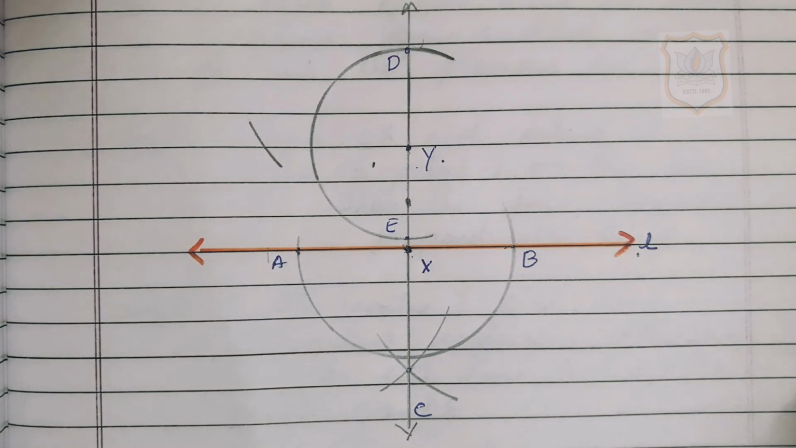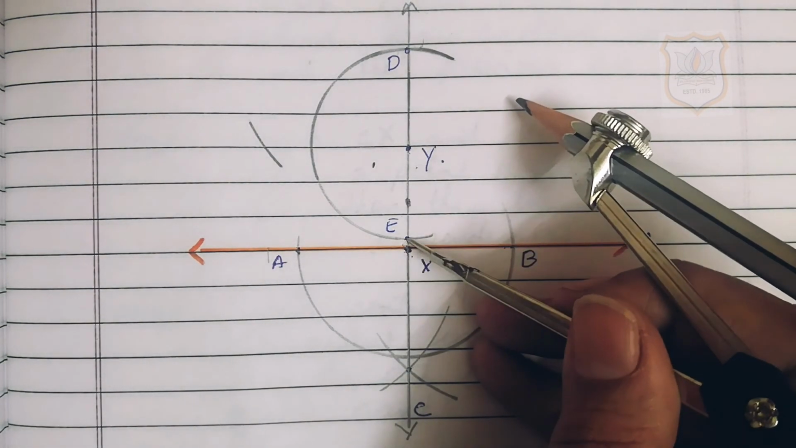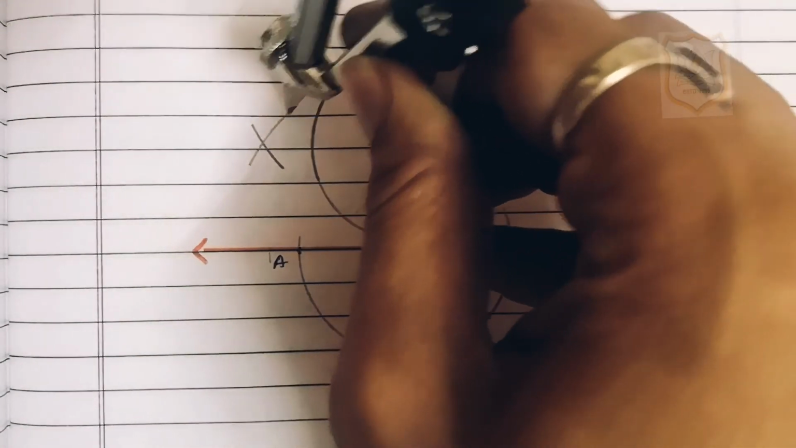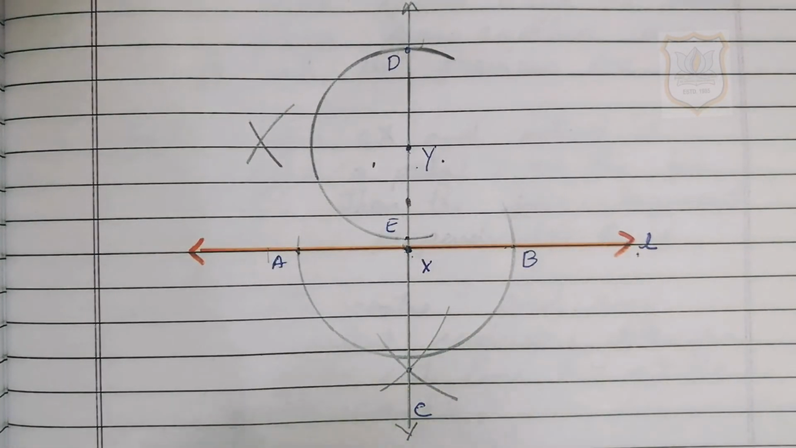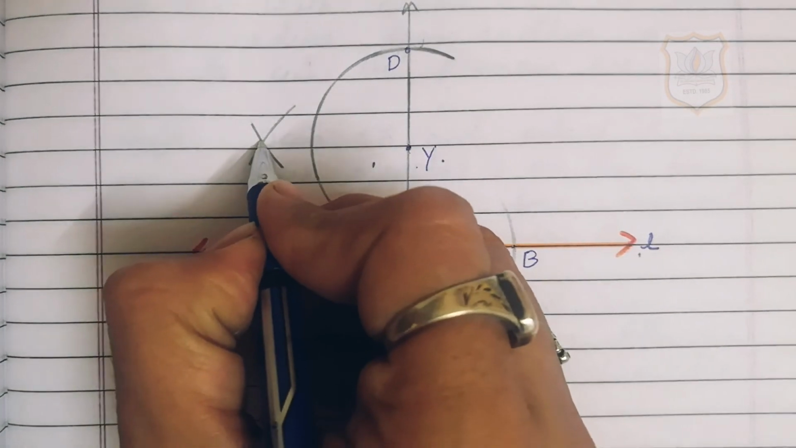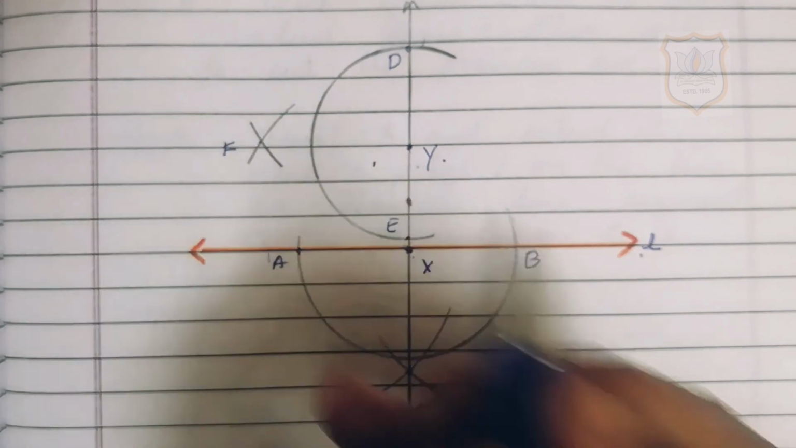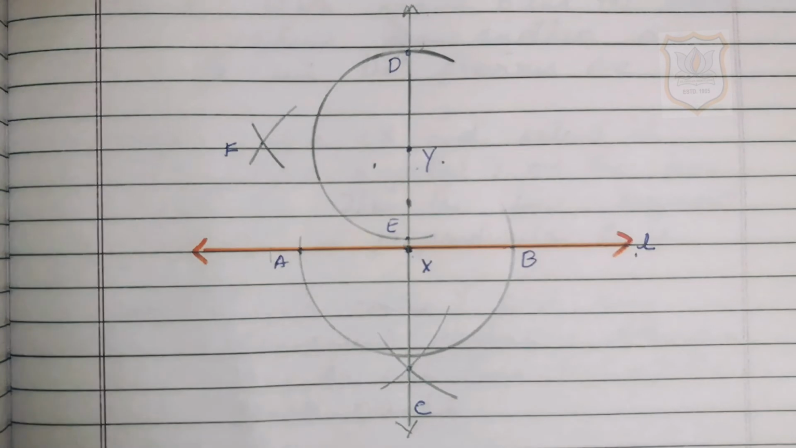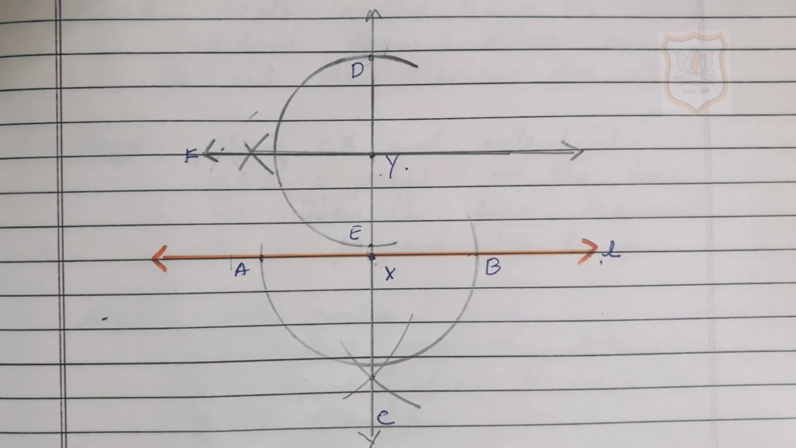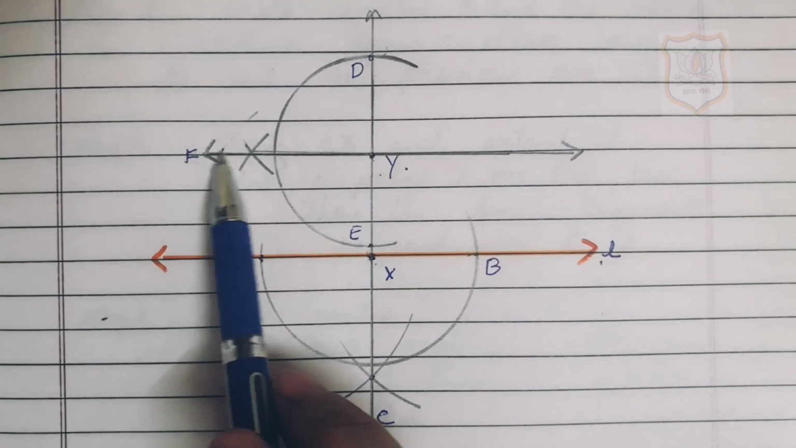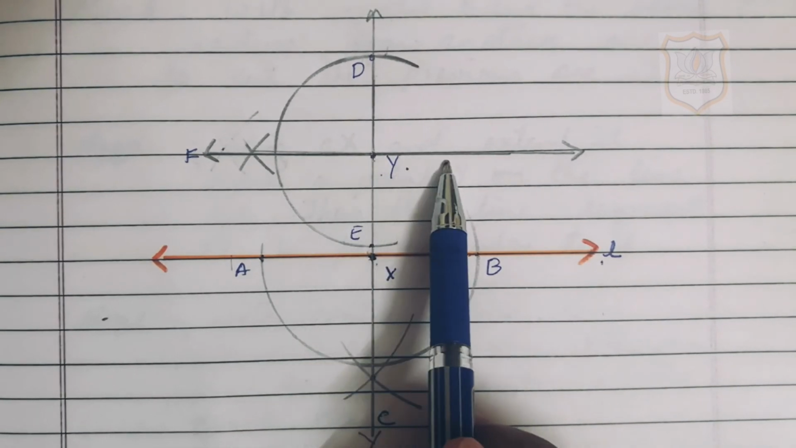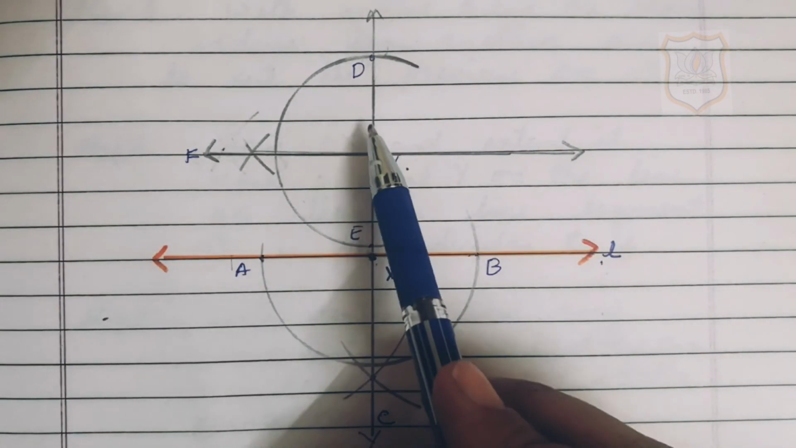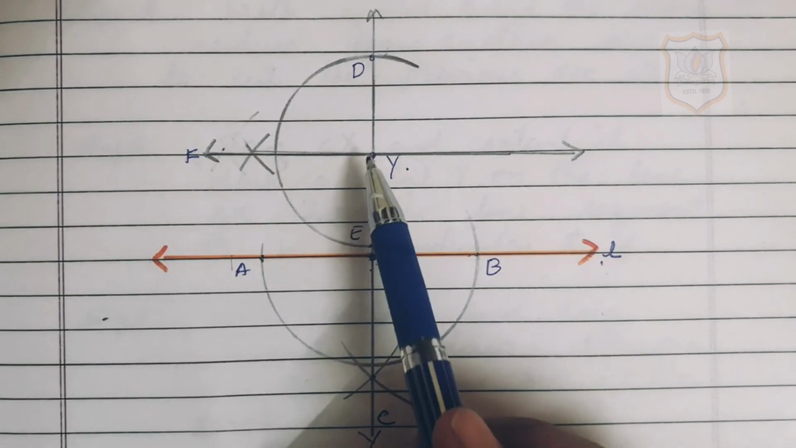Now next step is with the center E and the same radius draw another arc to cut the previous arc, and we will name this point as point F. Now we have to join FY. Students, in this way we will join this line FY. Then we can say that line FY is perpendicular to line segment XY at point Y.